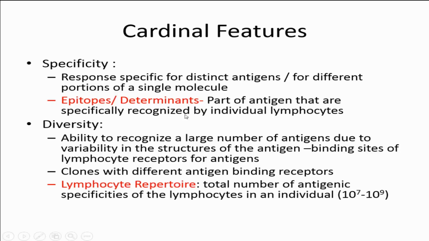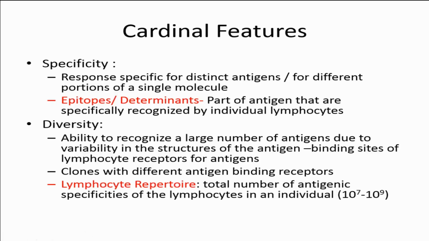It's a part of an antigen that is specifically recognized by individual lymphocytes. And we'll use this word a lot, epitope. What's diversity? The adaptive immune system has the ability to recognize a large number of antigens due to the variability in the structure of the antigen binding site of the lymphocyte receptor, whether again the BCR or the TCR. There's a lot of diversity.